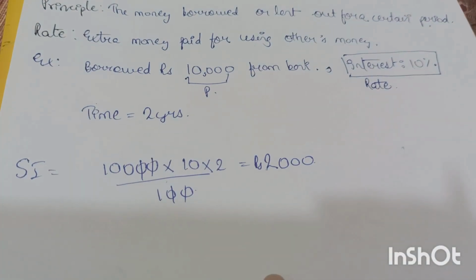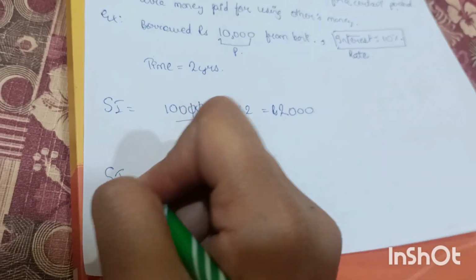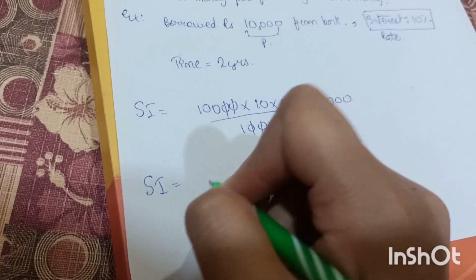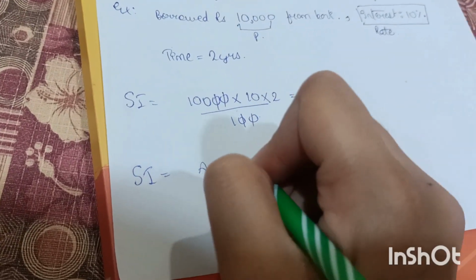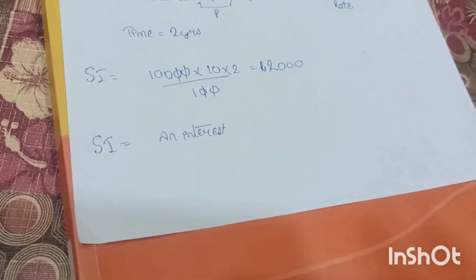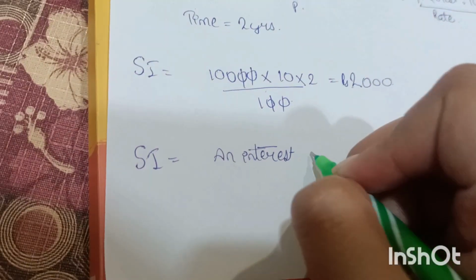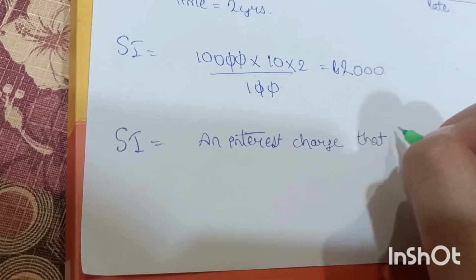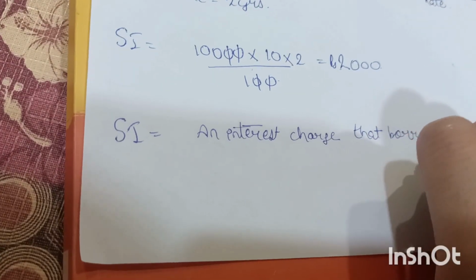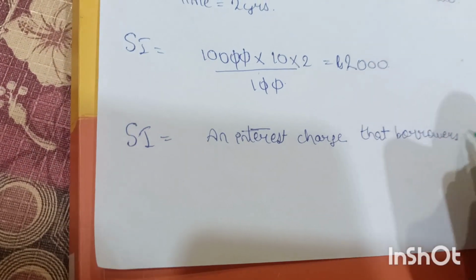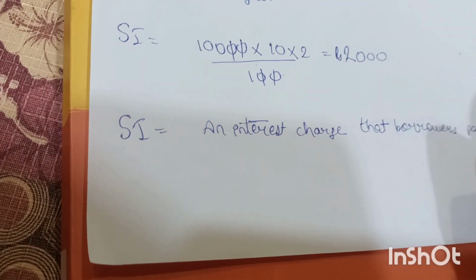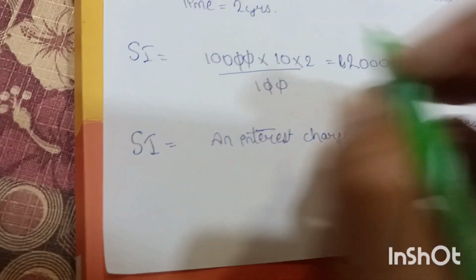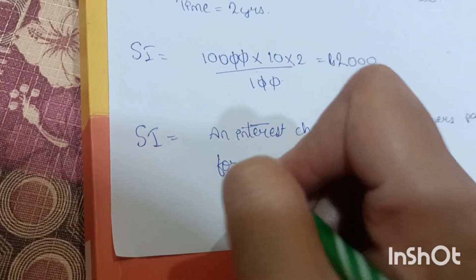So now let's see the definition for SI. SI equals to an interest charged that borrowers pay lenders for a loan.